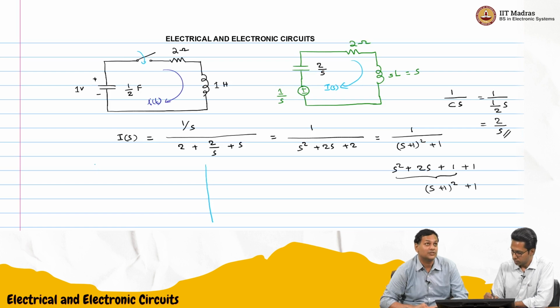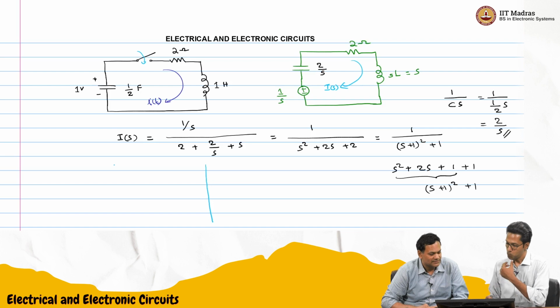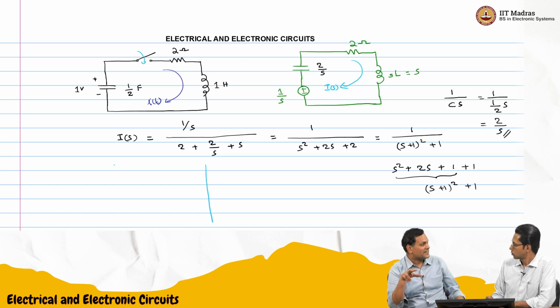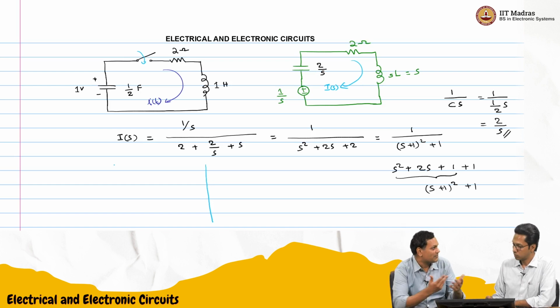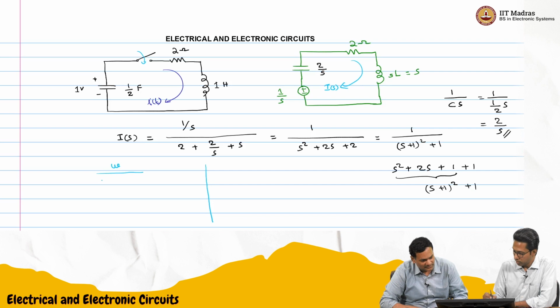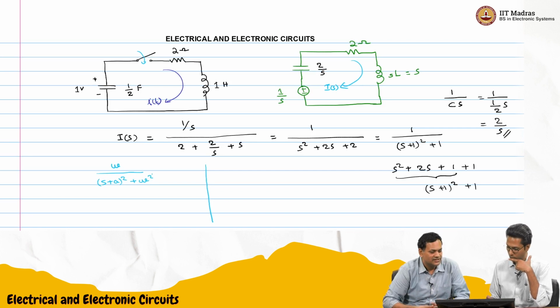So what we are saying is we have omega by (S plus A) whole square plus omega square. That's what we have. So it looks like instead of capital F of S, we have capital F of S plus 1, or a capital F of S plus A. Is that correct? That's true. So it looks like instead of S, we have S plus A.